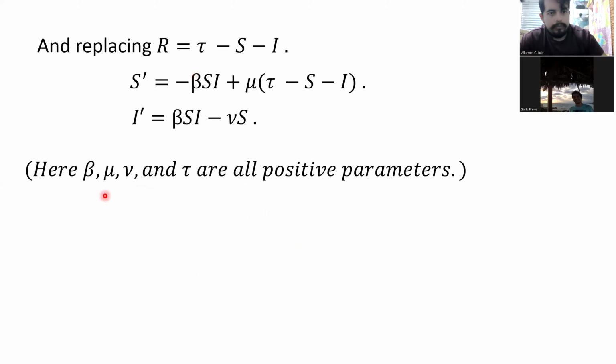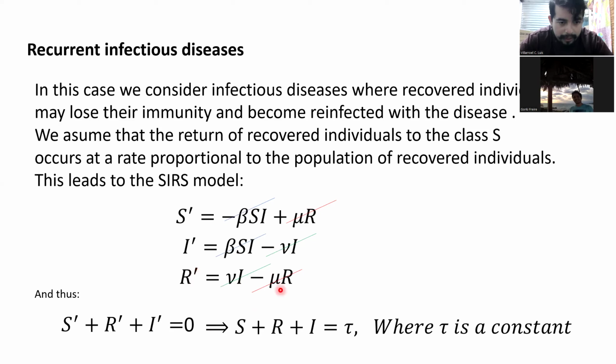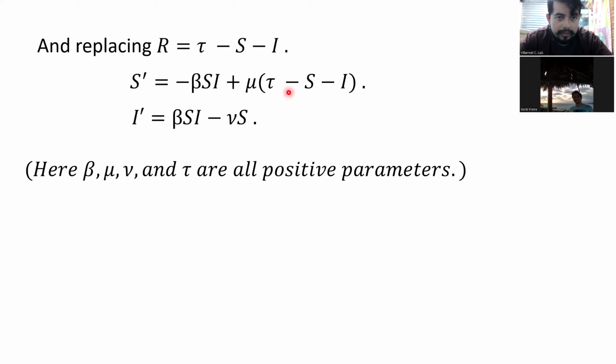And if we replace one of these equations, that is to say, if we take, for example, the last result, that S plus R plus I is tau, we are going to have that R is tau minus I minus S. So if we take this equation, we are going to reduce our system to only two equations: S prime equals minus beta S I plus mu times tau minus S minus I, and I prime equals beta S I minus B I, where beta, mu, B, and tau are all positive parameters.